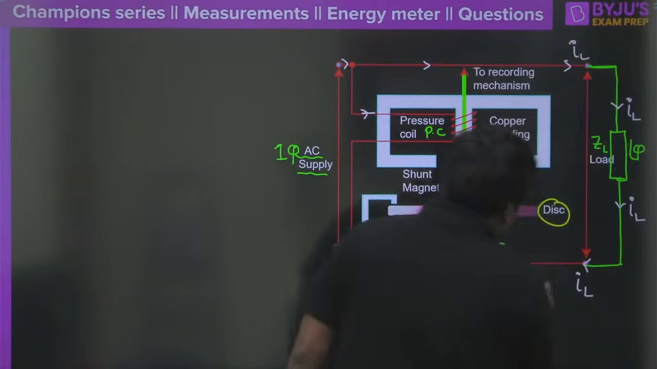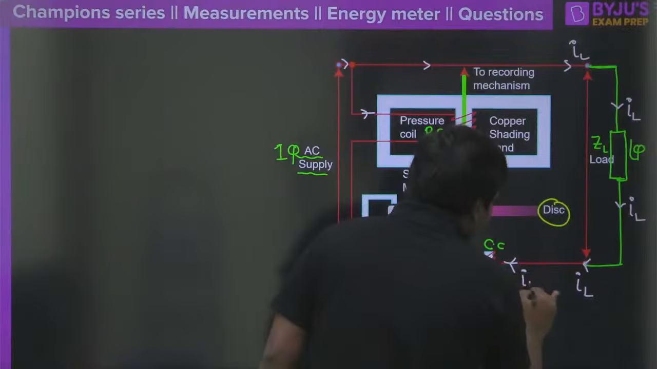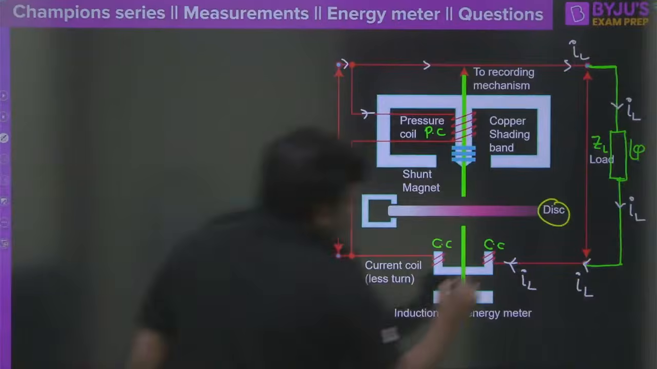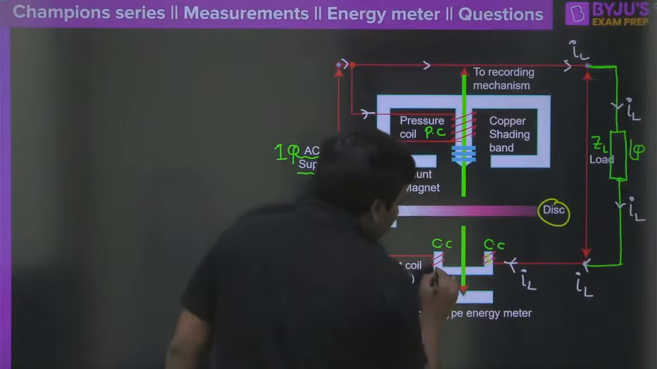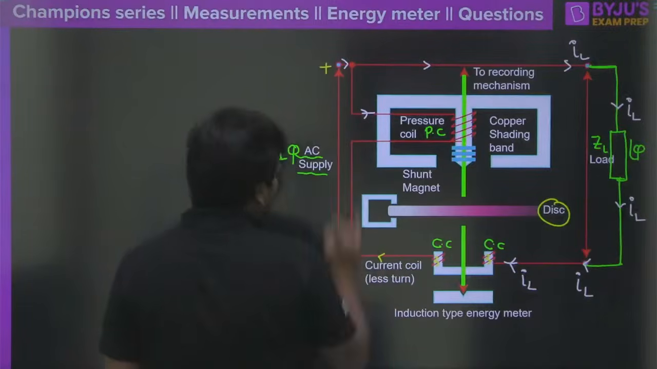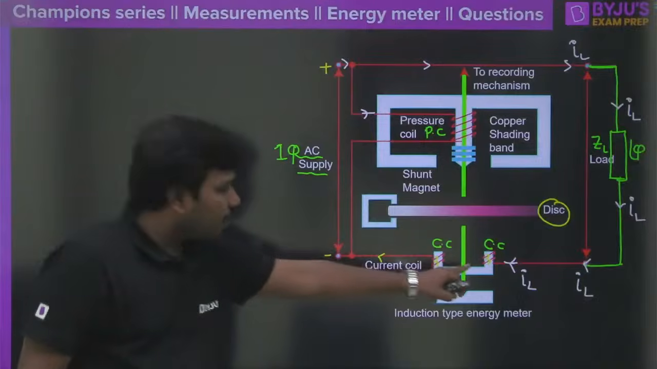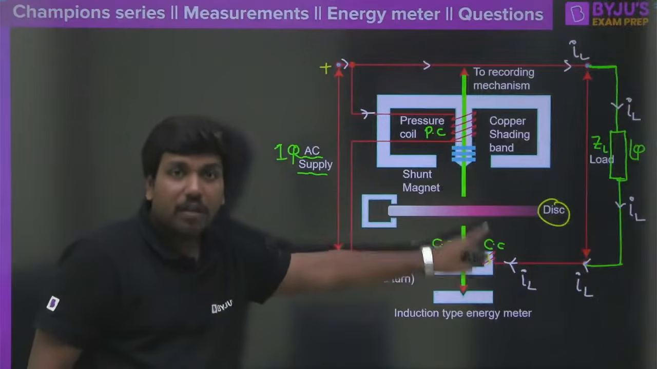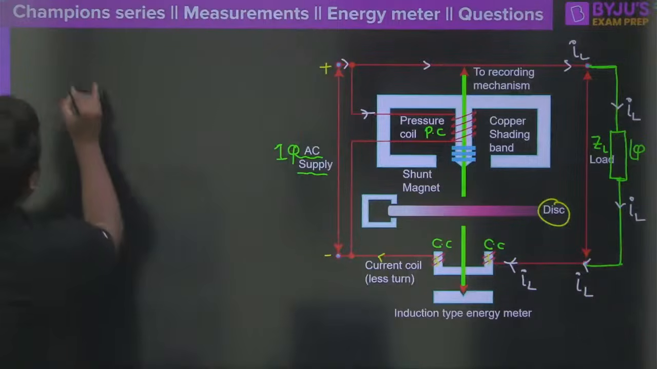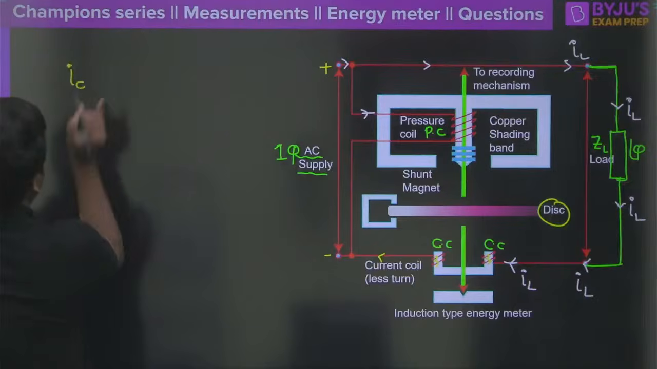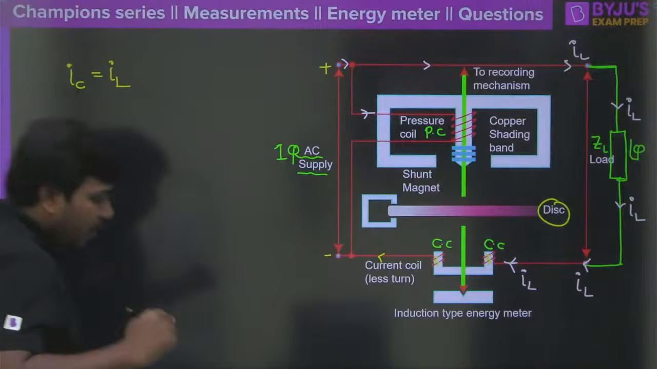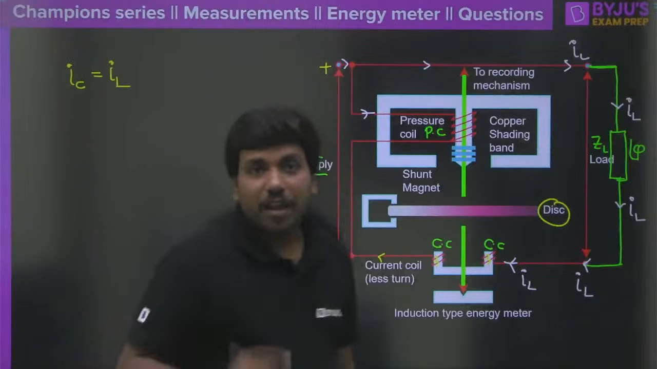This is going to be IL here, and the same current flows here, IL, and I am very sure the current will pass all the way through the current coil. Then it will circulate and finally come to the negative terminal of the AC supply, correct? That means the current flowing through the current coil is equal to the load current. Let me write down here, the current flowing through the current coil, IC, is the load current. Clear?